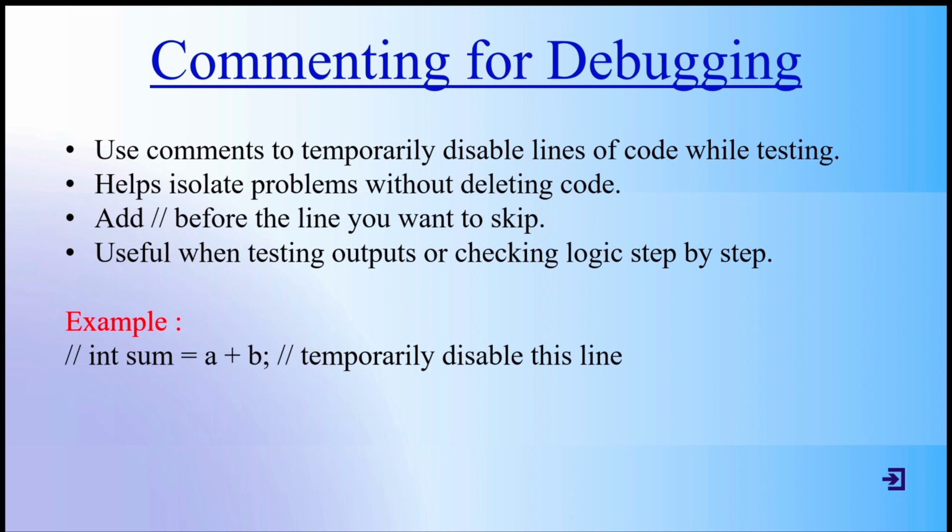Now let's try to understand how it actually helps in debugging. You can temporarily disable part of code by commenting it. For example, you might have a block of code that calculates the sum, but you're not sure if it is working or not. So you can comment out that part of the code and mainly focus on the particular code that you actually want to test and see if it is working or not.